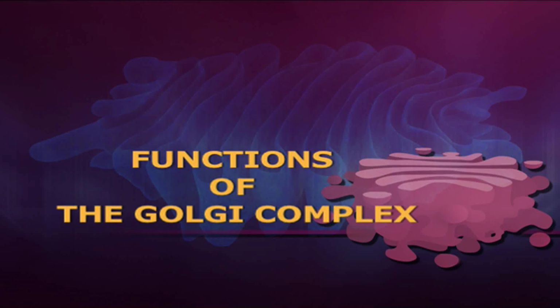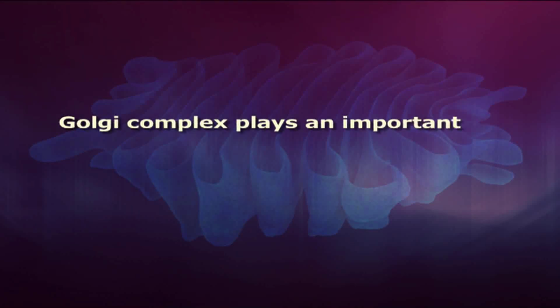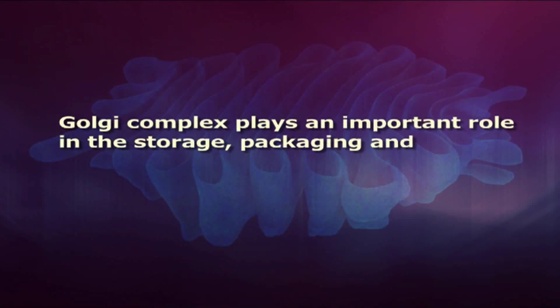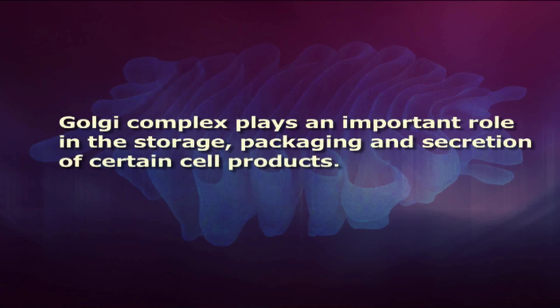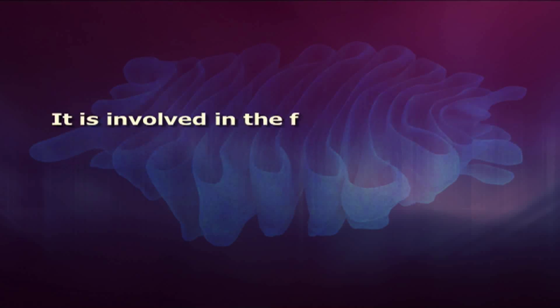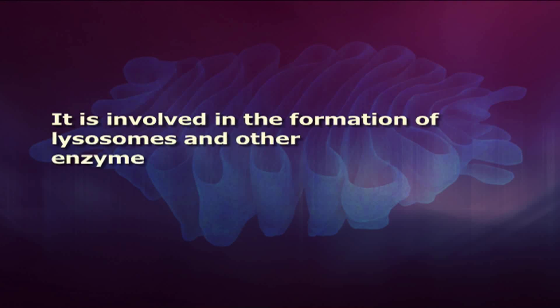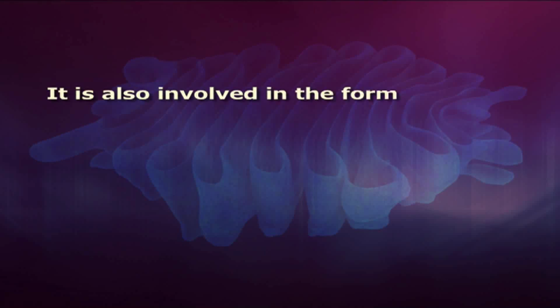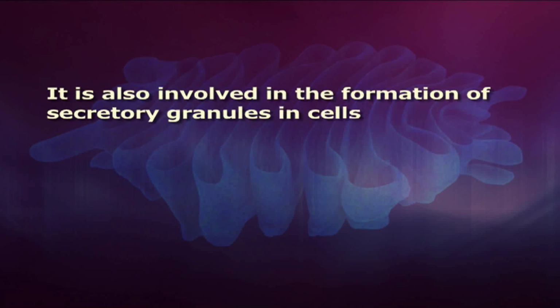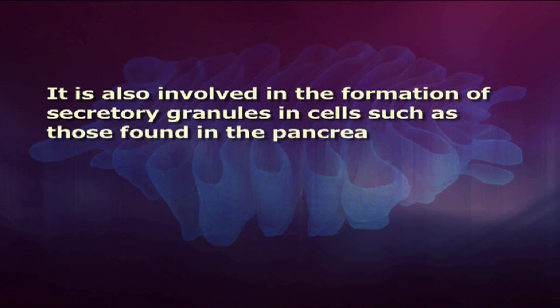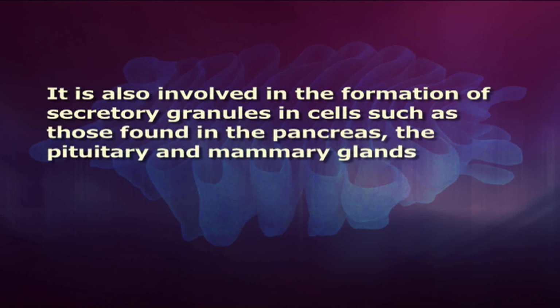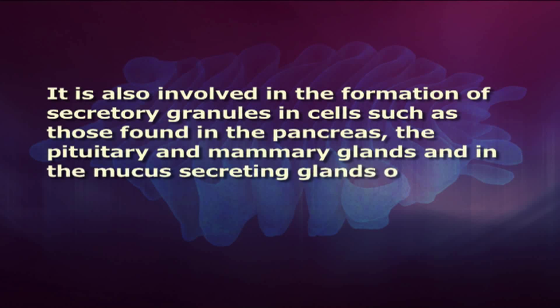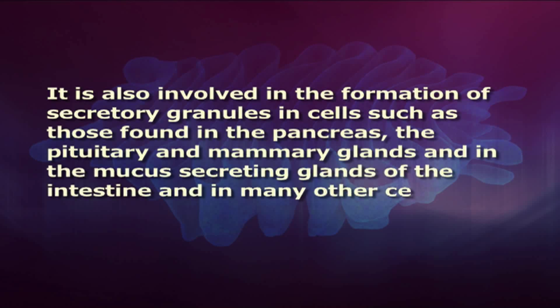Furthermore, we will discuss functions of the Golgi complex. Golgi complex plays an important role in the storage, packaging and secretion of certain cell products. It is involved in the formation of lysosomes and other enzyme containing cellular inclusions. It is also involved in the formation of secretory granules in cells such as those found in the pancreas, the pituitary and mammary glands, and in the mucus secreting glands of the intestine and in many other cell types.